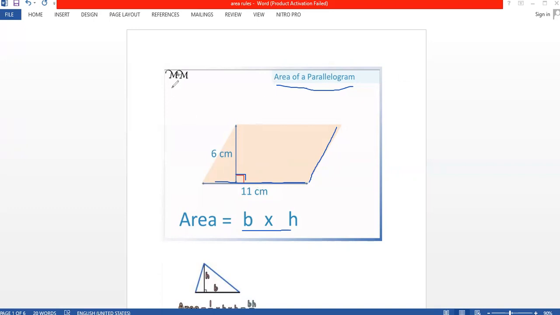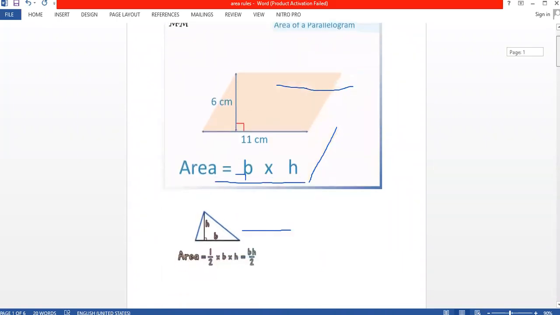Now, another shape that we're going to discuss is the triangle. The formula for the area of the triangle is half multiply base multiply height, or base multiply height divide by 2, as the triangle is half of the parallelogram. First of all, we need to memorize the rule or the formula, then understand it, then we need to know how to apply it. I will give you this example here.